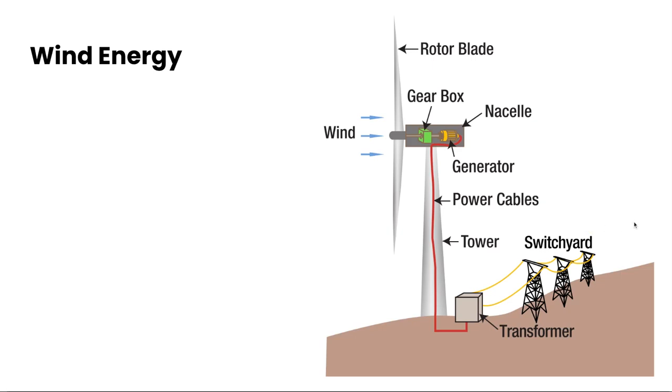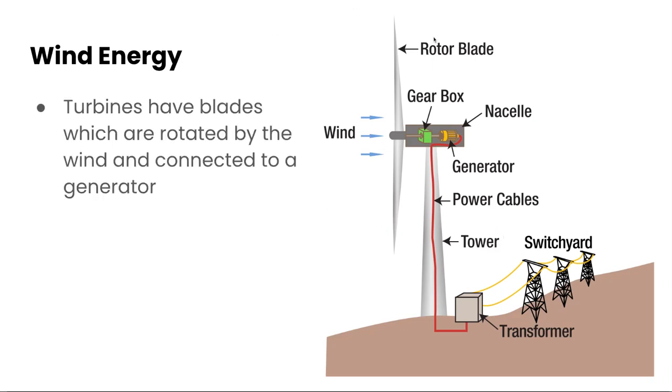Wind energy uses the power of wind. We create these wind turbines that have blades which are rotated by the wind. This is a little bit different from all the other ones that use steam. This is directly using the wind, which is going to rotate these turbines. And then the turbines are connected to a generator, which is then connected to a transformer and finally to the transmission lines.